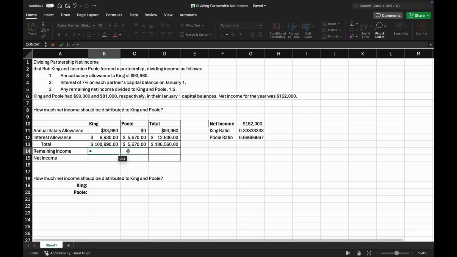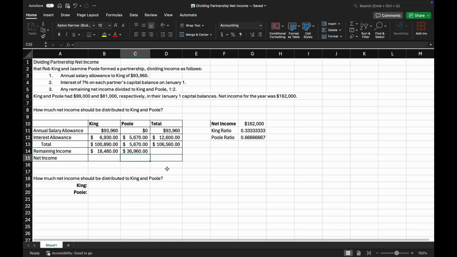For King, that'll be $162,000 minus $106,560 times 1 divided by 3, which comes out to $18,480 for the remaining income allocated to King. For Poole, it'll be $162,000 minus $106,560 times 2 divided by 3, which comes out to $36,960 for the remaining income allocated to Poole.